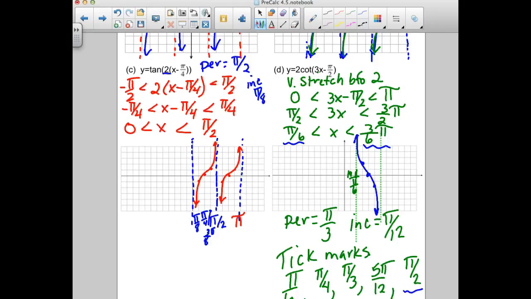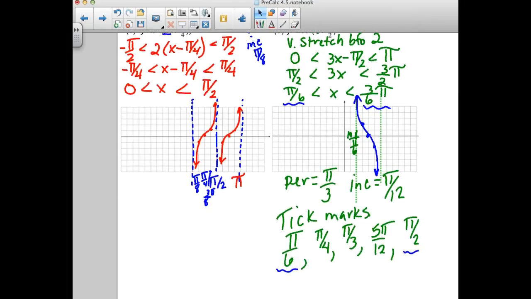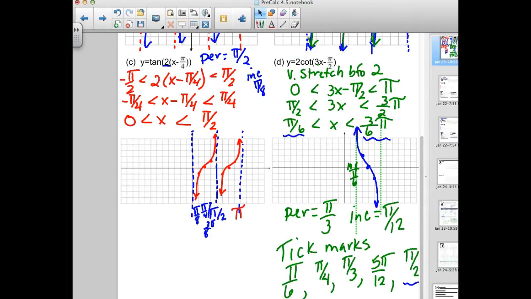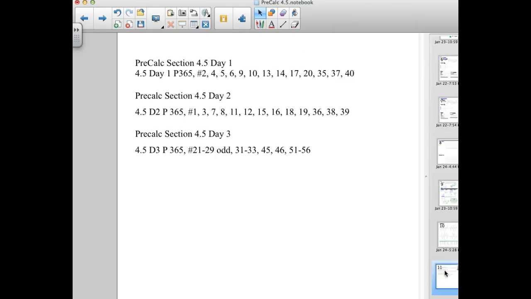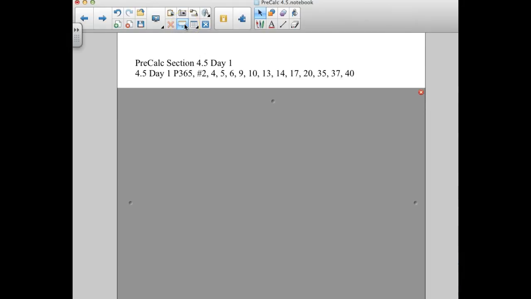All right. Could you graph more periods if you had to? Yes? All right. So homework, remember we flip-flopped our 2 days, so this is actually day 2.